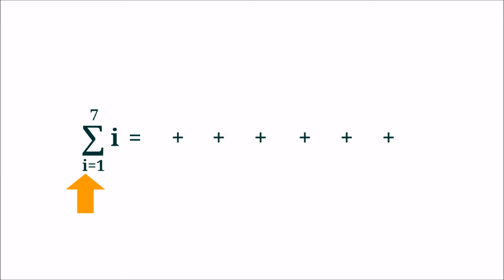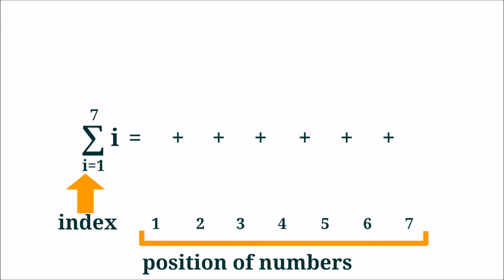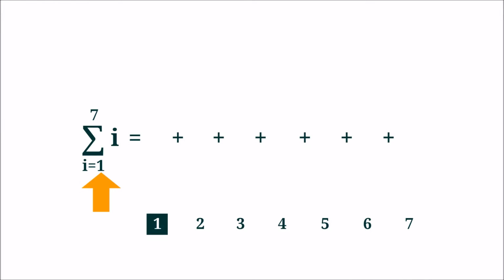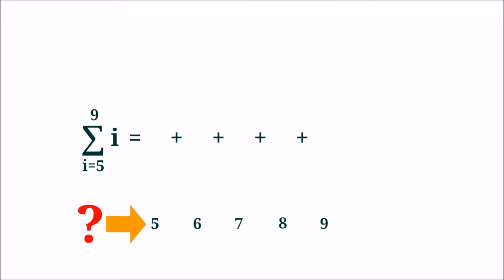Meanwhile, i here is the summation index. It's an increasing sequence of integers showing the position of numbers, also called terms, in the summation. It starts from the lower limit written below sigma and ends at the upper limit written above. In this example, the index is from 1 to 7, but it can also start or end with other numbers, like so.